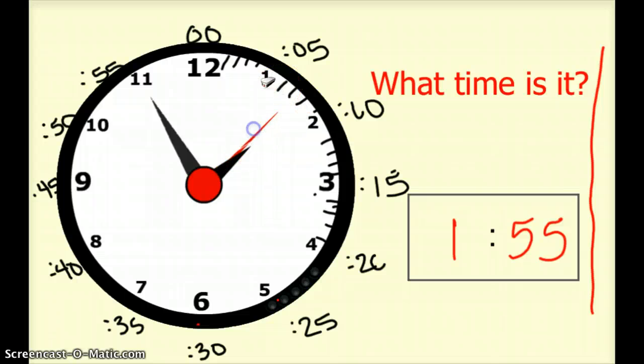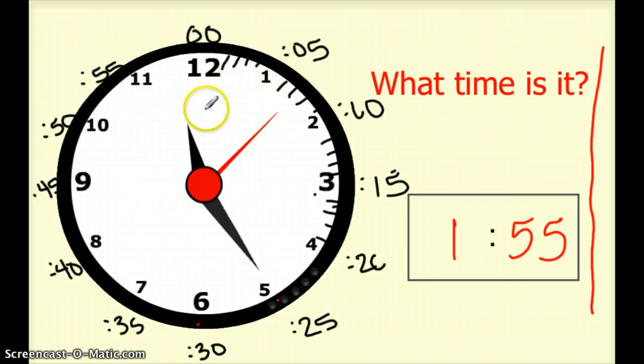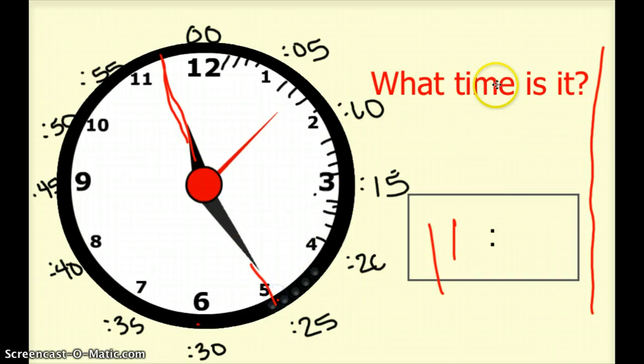So let's see. If my minute hand's on the 5, what time would this be? Well, I look at my hour hand to see. Okay, it's in between the 11 and the 12, so it's going to be 11. And then I have the minute hand, which is on 25. So it's 11:25. So just pay attention to where that is.